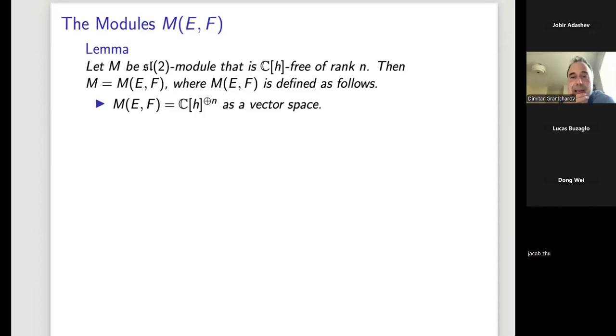Okay. So we move to the definition of this module M(E,F). I will slow down a bit because now we have formulas and new letters. This lemma gives us a nice description of all SL2 modules that are free over C[h] of rank n. So one would say, oh, our job is done.